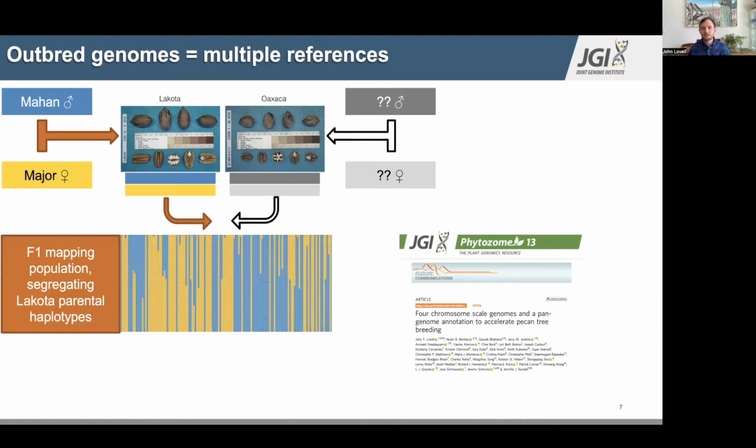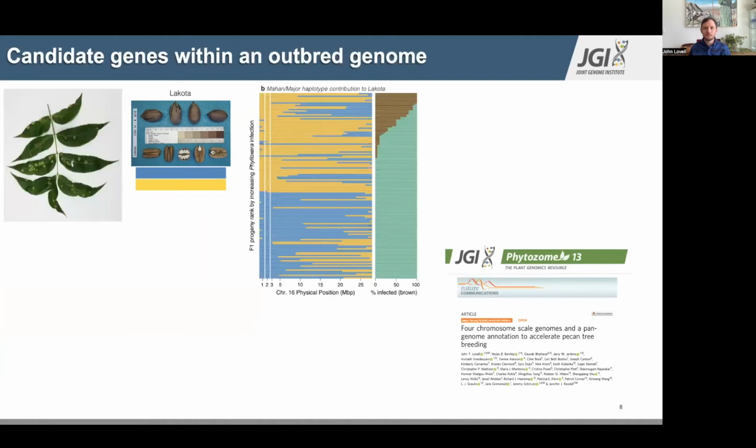F1 populations segregate the heterozygous variation in the parents. And so in this case, we can phase this Lakota by Oaxaca population by the grandparental alleles, Mahan and Major, and we can generate a haplotype map like this. We were particularly interested in biotic stress tolerance and gall production by various insects. You can see on the left an image of a leaf that has a lot of galls on it, and we surveyed this Lakota F1 population for gall incidence.